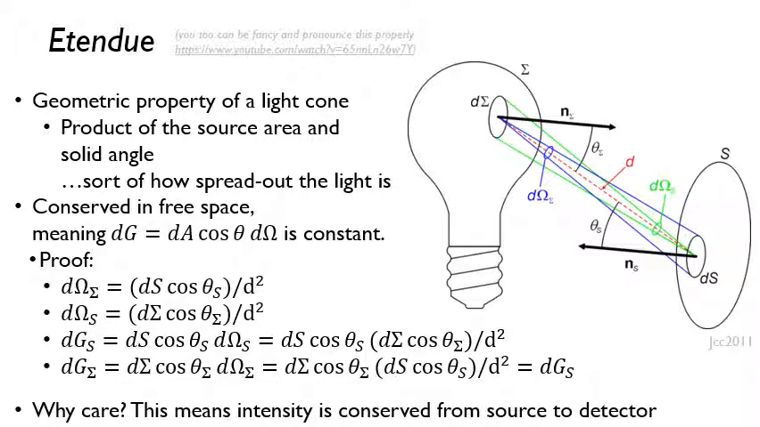And why should you care about that? That means that your intensity is conserved from your source to detector. That's one reason to care about the Etendue. So that's nice when we have our detector, which is extremely far from the star. We know that the intensity that we measure is the same as the intensity coming from the light source itself. And that is it for these quick notes.